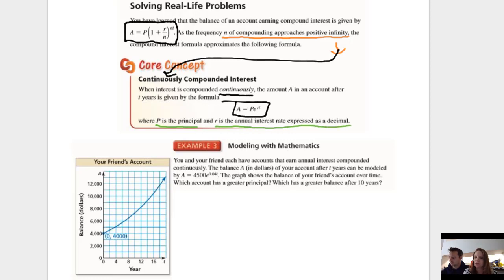Let's get right to example 3, modeling with mathematics. You and your friend each have accounts that earn annual interest compounded continuously. The balance A in dollars of your account after t years can be modeled by A equals, given a formula. The graph shows the balance of your friend's account over time. Which account has a greater principal?